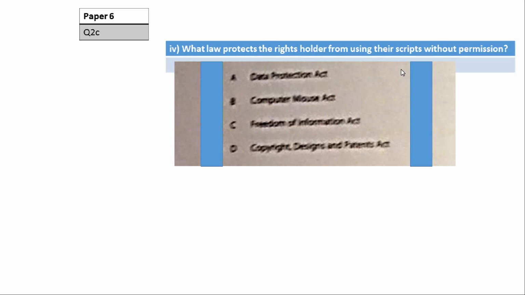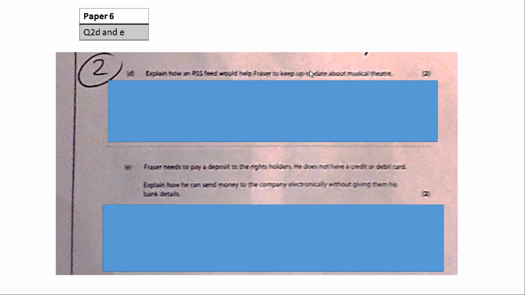What law protects the rights holder from using their script without permission? Now, if you get this wrong, I'll be disappointed. Well, it's not data protection. That's about protecting personal data. The Computer Misuse Act is all about using your computer to do naughty things like steal data, hack, whatever. Freedom of information is a law that allows people to find out what information there is on a topic, which we haven't really studied, to be honest. And CDPA, which is the one we're talking about, you know that one.